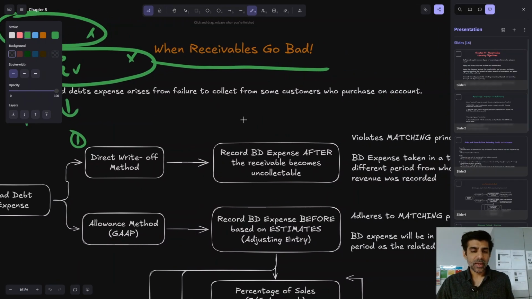Basically, you just assume you're going to collect all your receivables until some obvious thing happens where it's uncollectible. That customer says, "Hey, I'm not going to pay you." There's a definitive moment where you realize you can't collect that receivable. At that time, you write off that account receivable. As the name implies, you directly write it off. So you record the bad debt expense after you realize that the receivable is uncollectible.